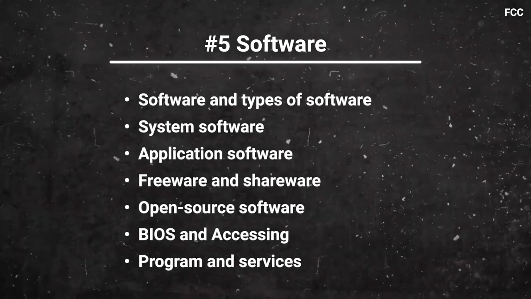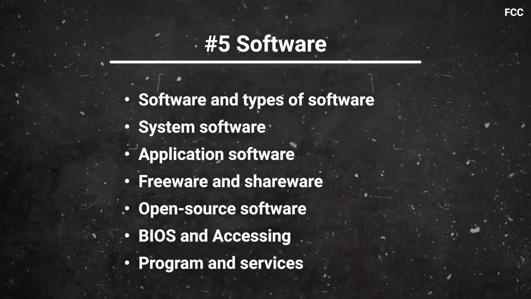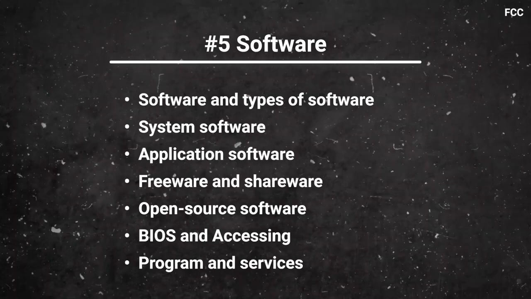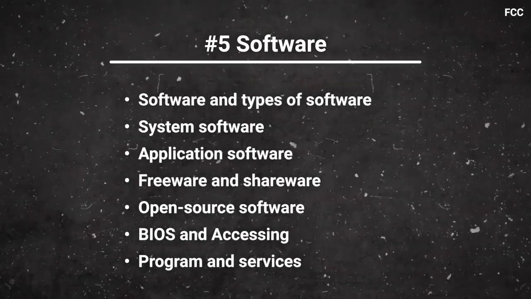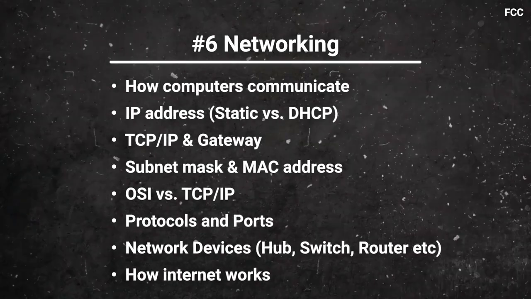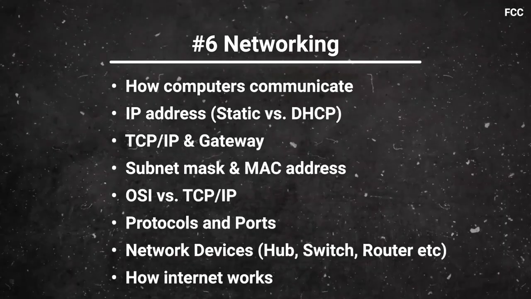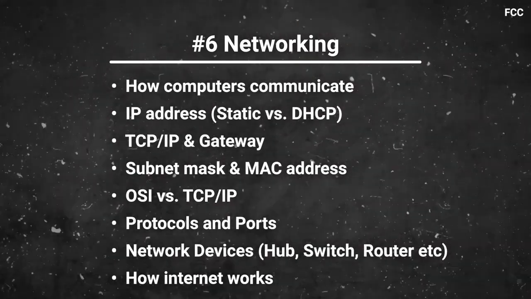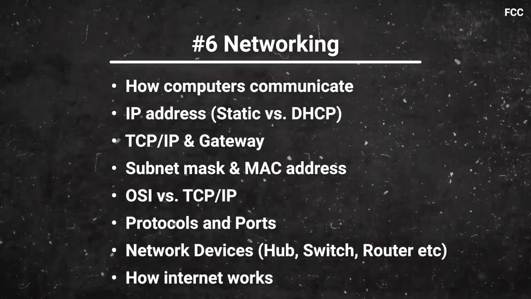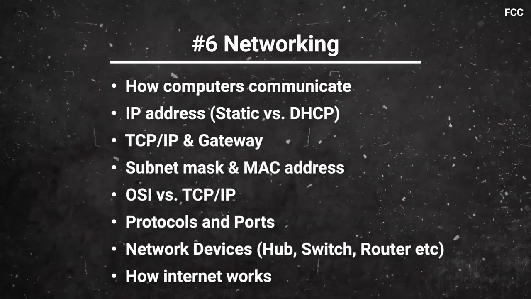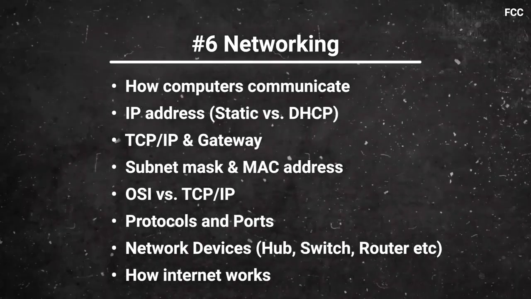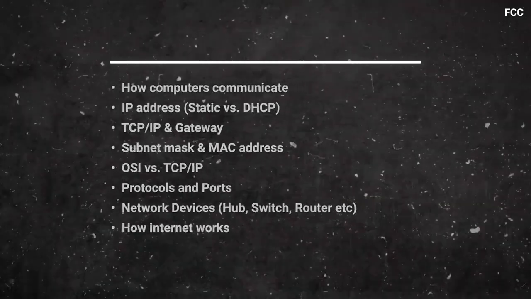Section 5, Software Overview. We look at types of software: system software, application software, freeware, open source, BIOS, and different programs and services. Section 6, Networking Basics. In the networking section, we'll cover how computers communicate with each other: the IP addresses, TCP/IP protocols, gateways, subnet masks, MAC addresses, OSI layers, protocols, and networking devices.